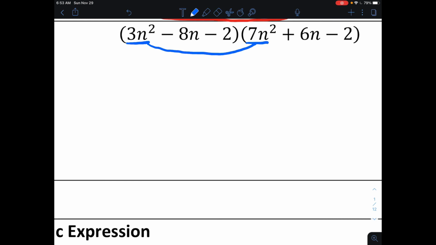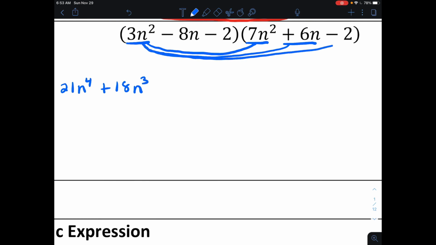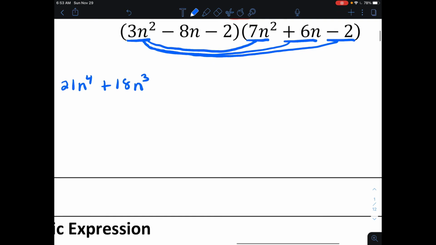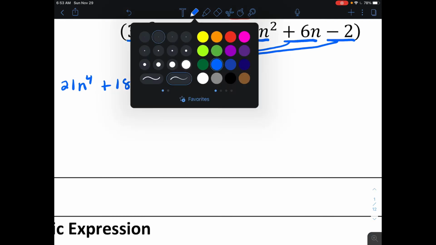So 3n squared times 7n squared, well, 3 times 7 is 21. N squared times n squared makes n to the 4th. And then I take and go 3n squared times 6n. 3 times 6 makes positive 18. N squared times n makes n to the 3rd. And then we have 3n squared times negative 2. Well, 3 times negative 2 is negative 6, so I got negative 6n squared. So we distributed the 3n squared.